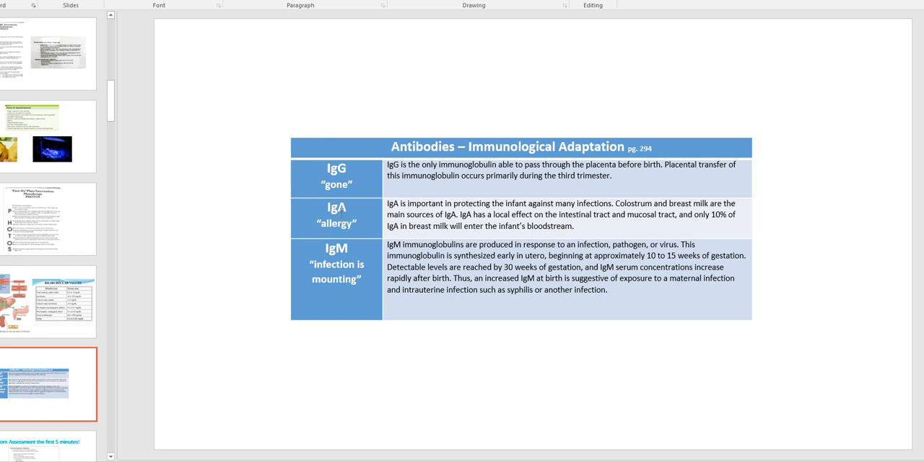So, IgA is the local effect of what's in the intestine, and only about 10% through the breast milk will enter the bloodstream. IgM is when there's an infection mounting, okay? That's detectable, and it goes into action when there's something for it to fight, like a virus, infection, a pathogen, okay? So IgG, it's not there. IgA is building up resistance to an allergy, and IgM is it's fighting.